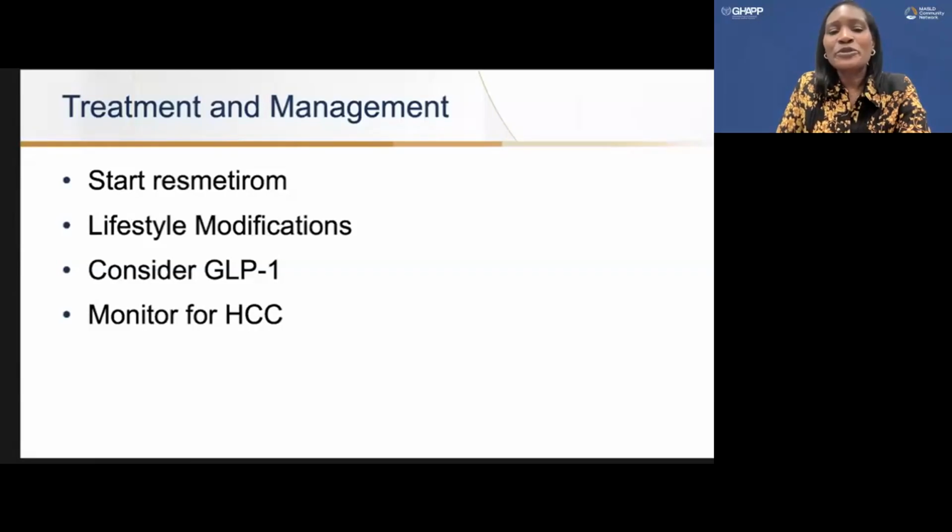And in order to manage him, you also want to consider HCC surveillance on this patient, check an AFP, make sure he doesn't have any liver lesions or other concerning findings, and also check a NIT in 1 year, as well as monitoring his hemoglobin A1C to make sure that his diabetes management is optimized.